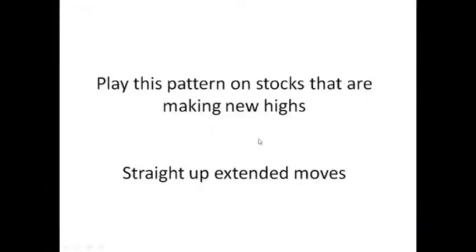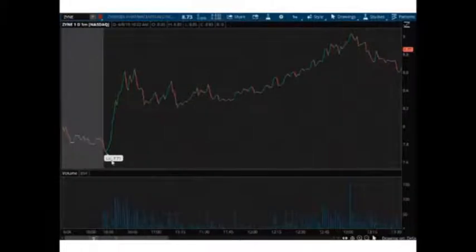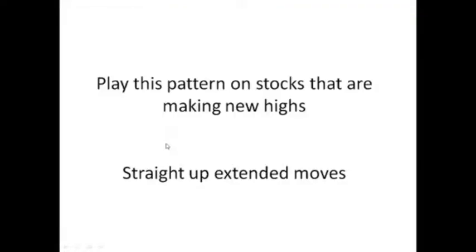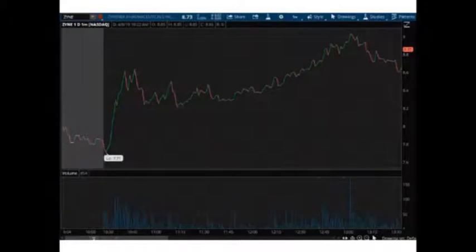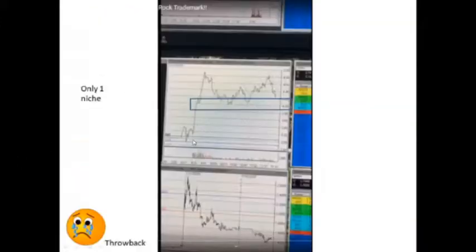Play this pattern on stocks that are making new highs, straight up over-extended moves. That's what I'm trying to get through to you guys, this is an overextended move. This stock is making new highs. Those are the A+ stocks. Those are the ones that you should be focusing on, not a stock that has come down from $3 and is now trading at $2. This stock is actively making new highs. It's actively on the front side. And of course, we get this little niche here, so it's perfect.